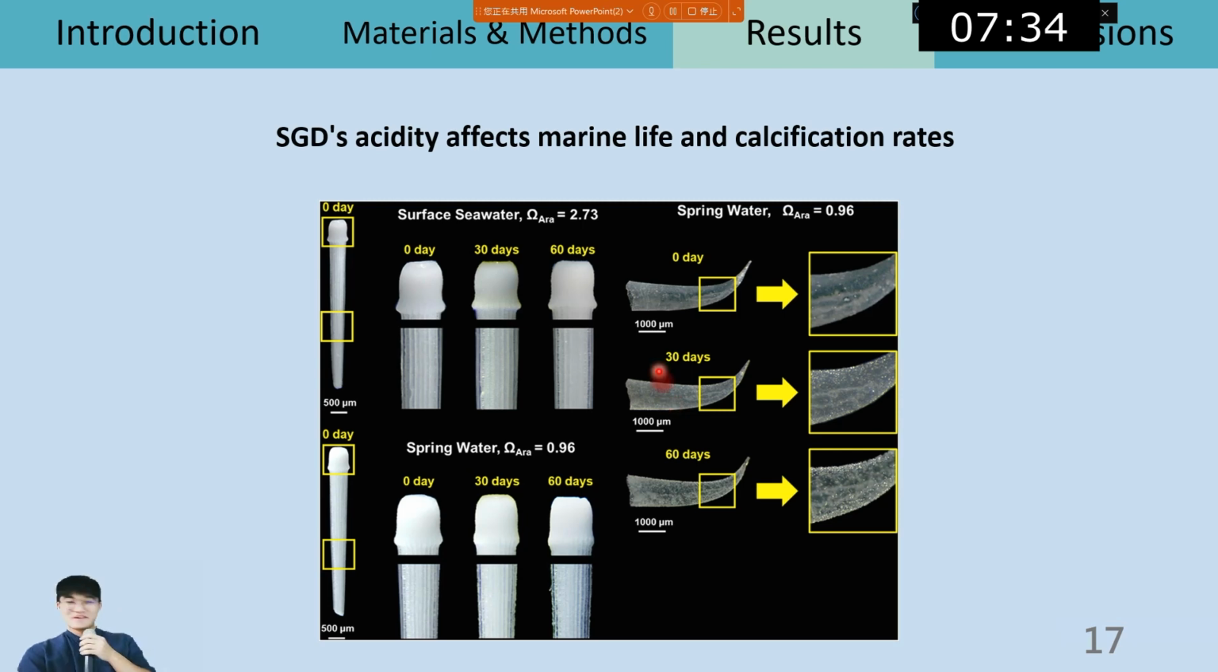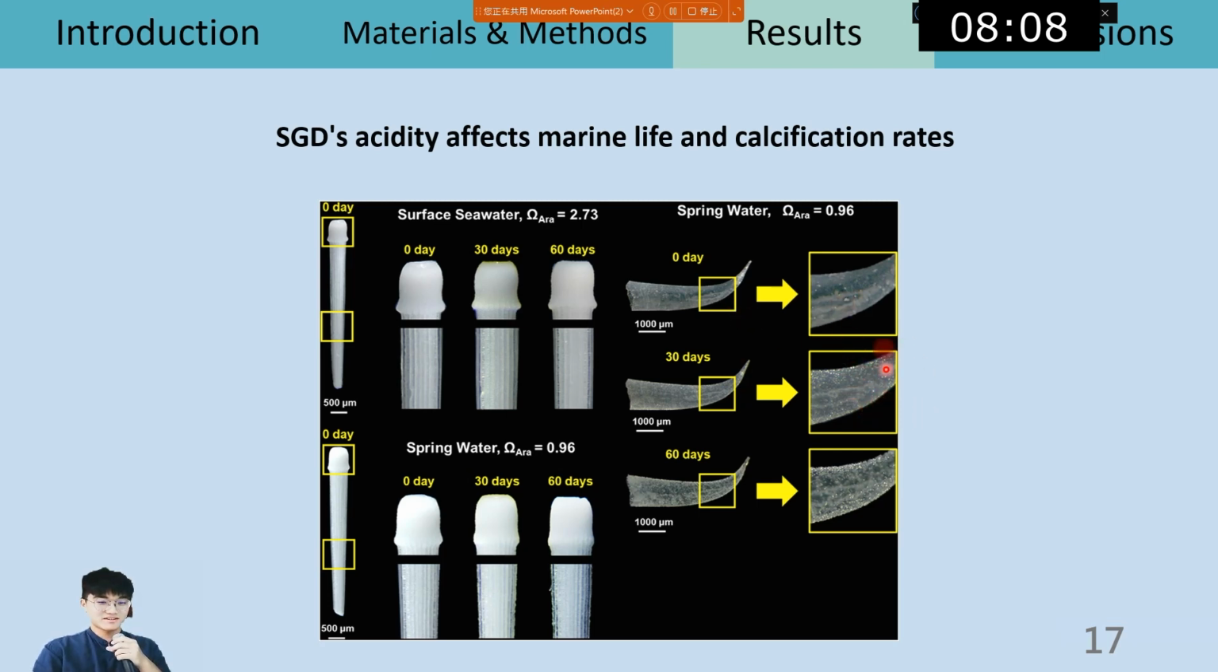And the experiments show us that the spring water will dissolve the spine and the shell. At first, we can see the normal seawater. You can see the surface is really smooth. The seawater won't affect the spine. And the spring water, you can see that this is the first day and this is 60 days. The surface becomes rough because the calcium carbonate was dissolved.